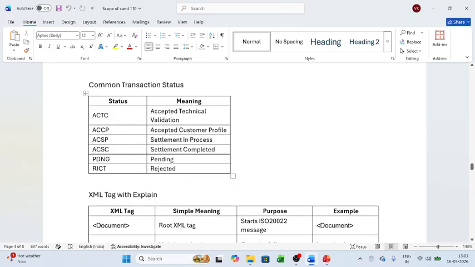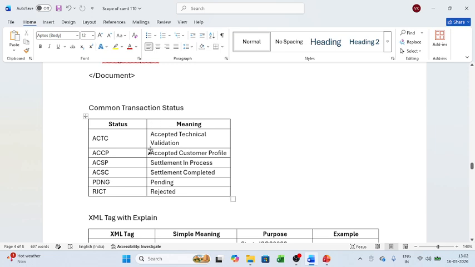ACTC: accepted technical validations. ACCP: accepted customer profile. ACSP: settlement in progress. ACSC: settlement completed. PDNG: pending for your transaction. RJCT: rejected, your transaction is rejected, or your camt.110 message is rejected. Why do they stamp so many reason codes? Because whenever you initiate the investigation, you need to understand your transaction status. That is the reason they give the response like that. Both the response and the error code should come in this message.